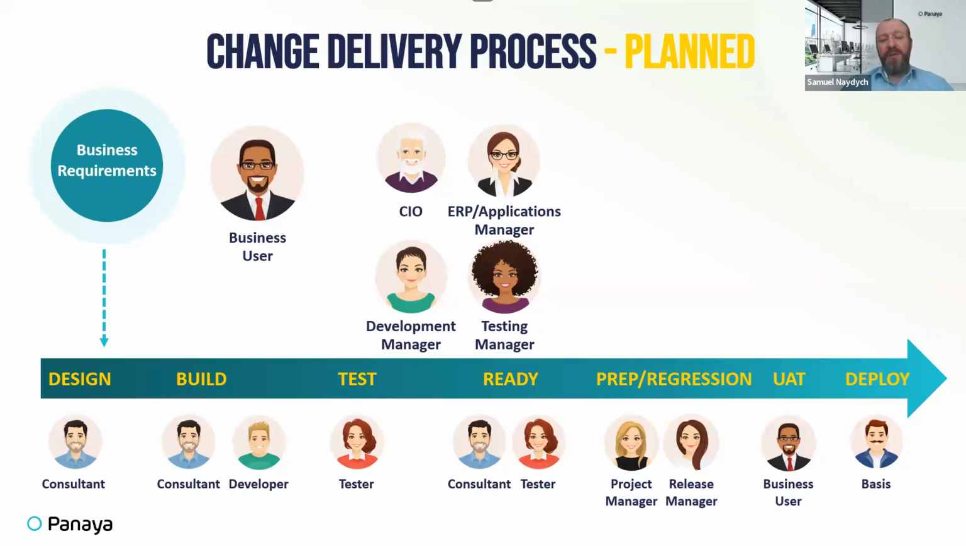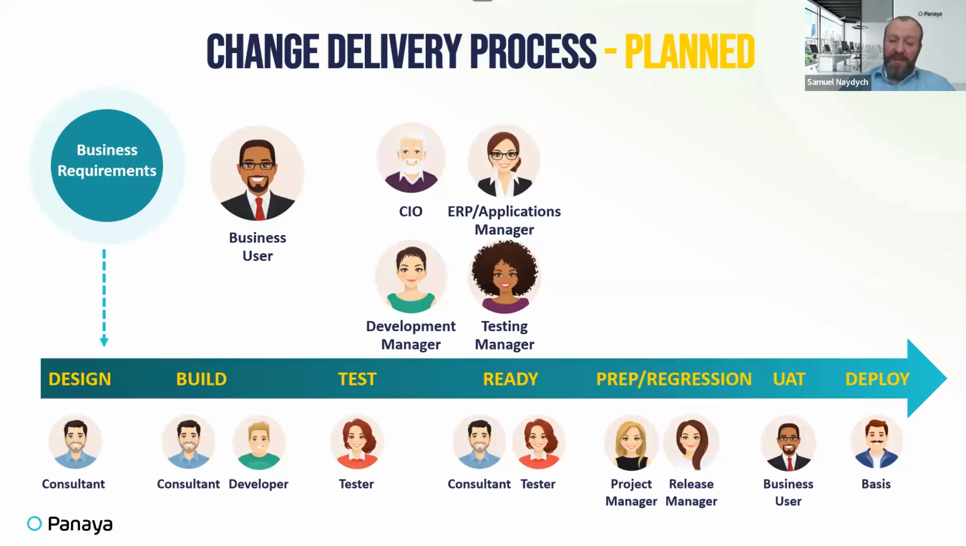This is done to make sure that all the other processes are still working fine, and the innovation is not causing any negative side effects. All of these testing stages finish with user acceptance testing, performed by the business user himself, who is checking whether the innovation which was requested is working in the way that it was requested, and everything else is still working fine. And this whole process finishes with Basis deploying the change into production.